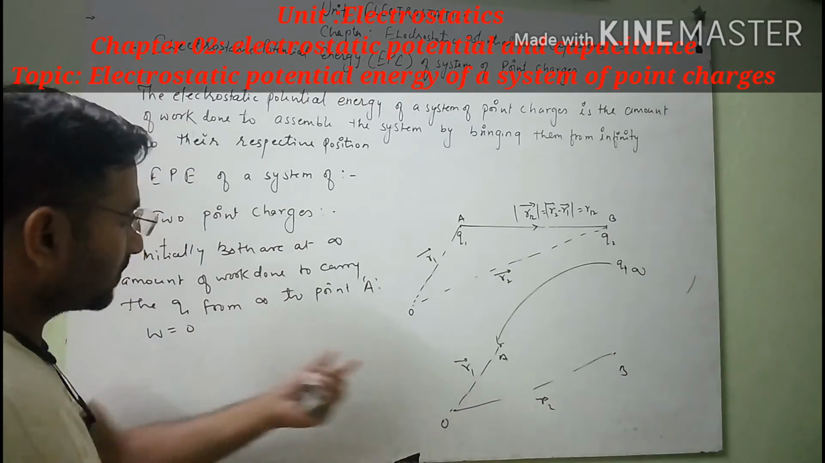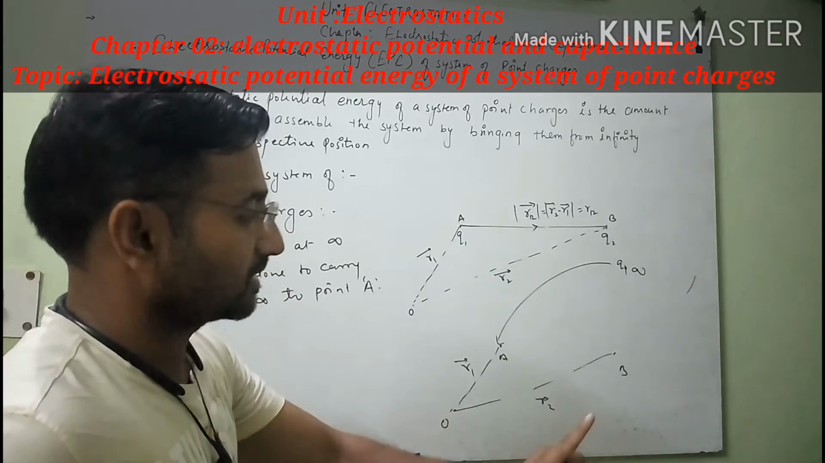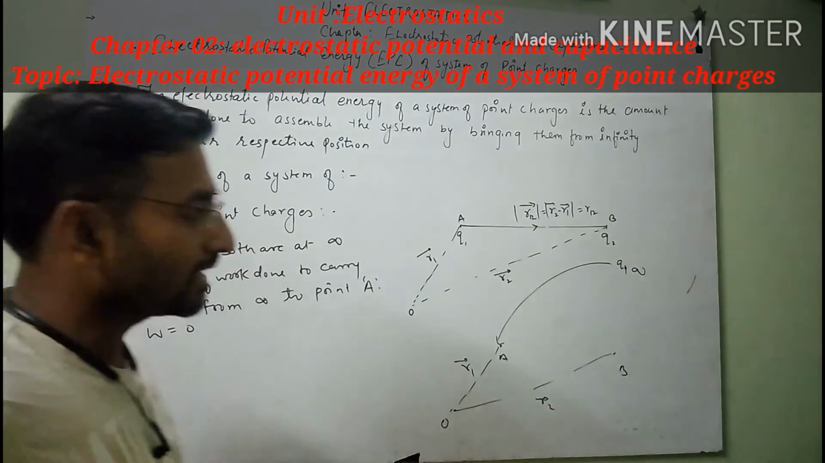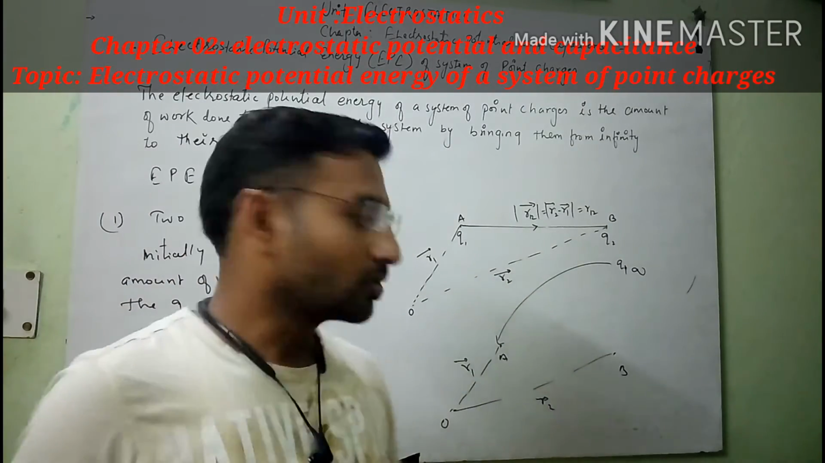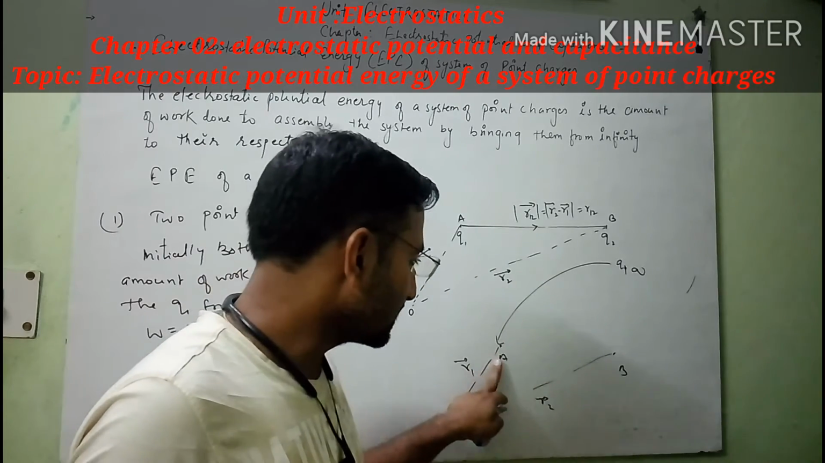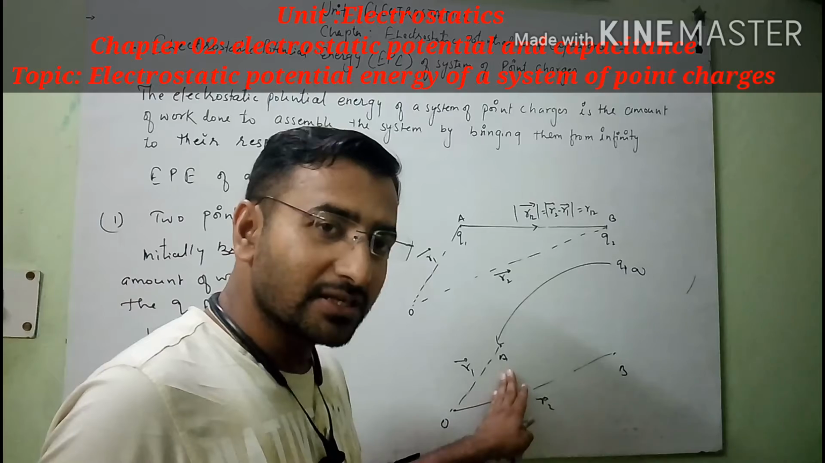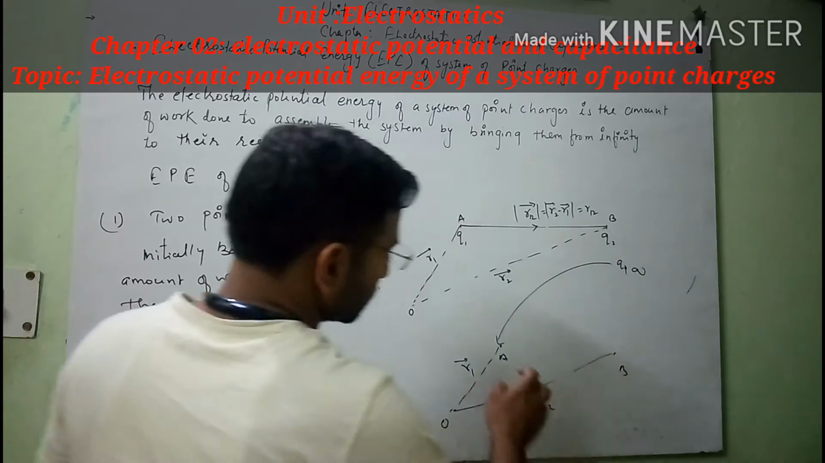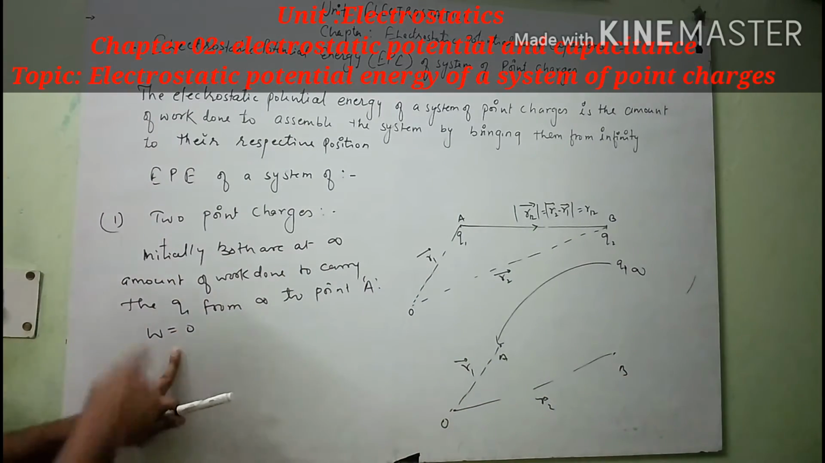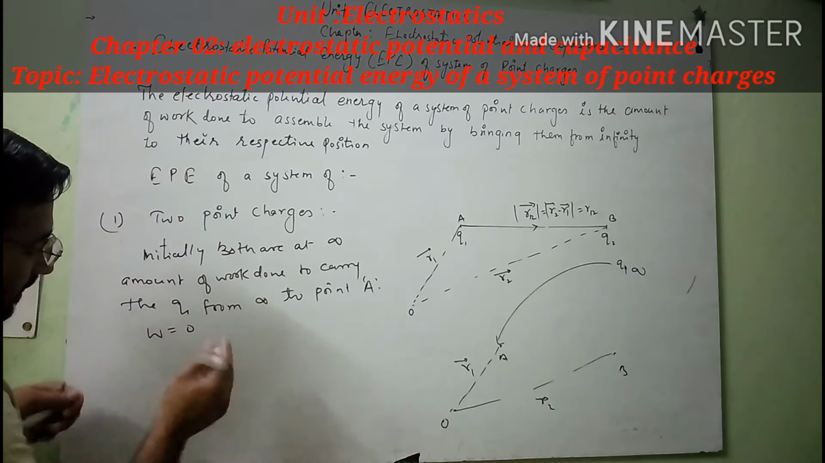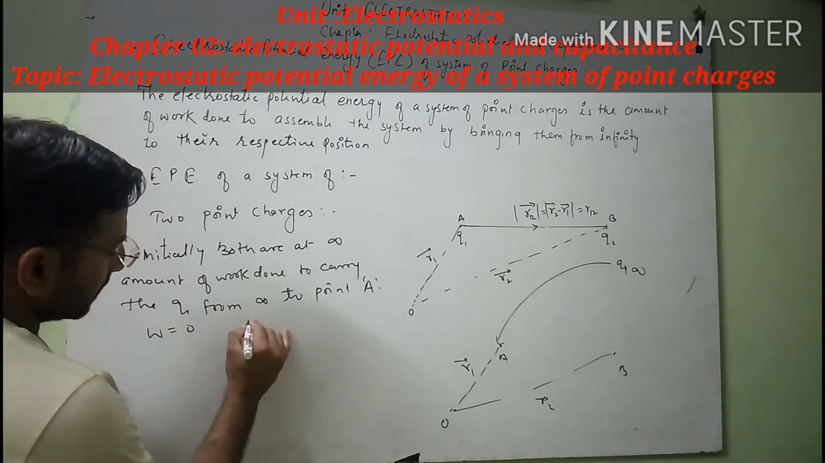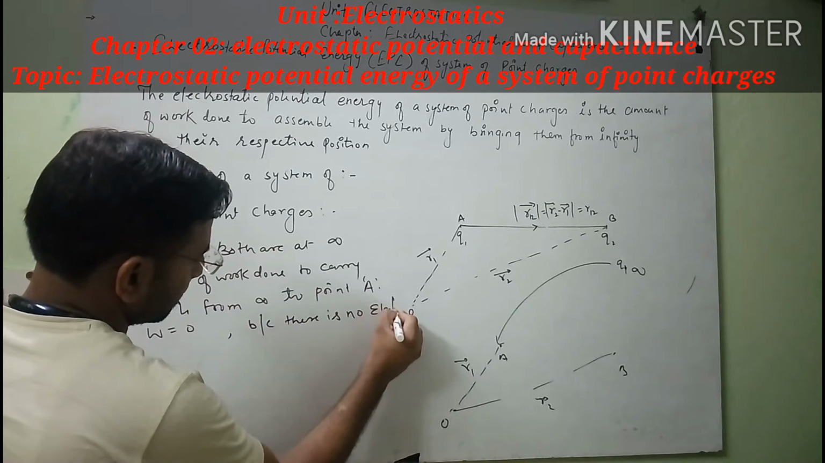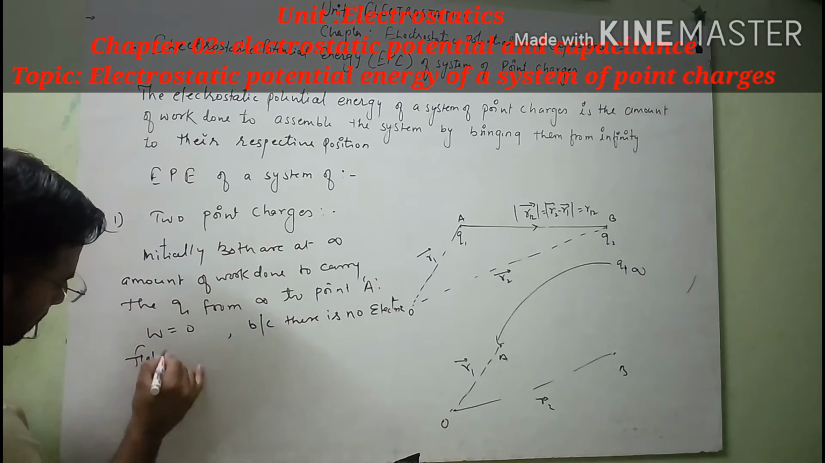Why is it 0? Because when you carry the first charge in any system, there is no electric field in that system, because the cause of electric field is charge. Initially there is no charge present in this system. So when we carry the first charge, either q1 or q2, the amount of work done in the absence of electric field is 0, because there is no electric field.